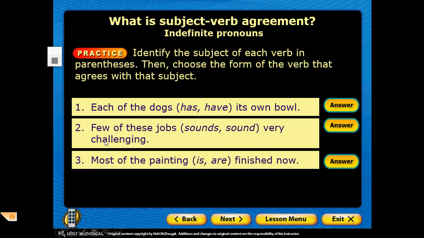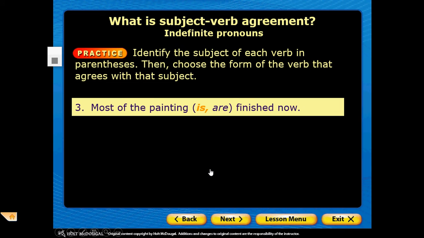Most of the painting is or are finished now. So how many paintings am I talking about? One. And how many of it? I'm talking about most of one painting. Remember, most can be used with singular and plural. It depends on the noun that it comes with. So am I going to choose is or are? Is. That's absolutely right, Anthony. Very good.